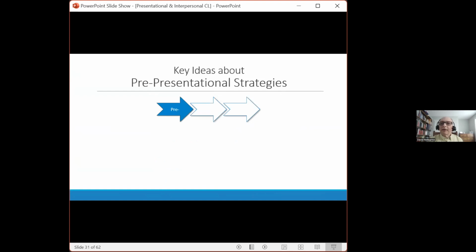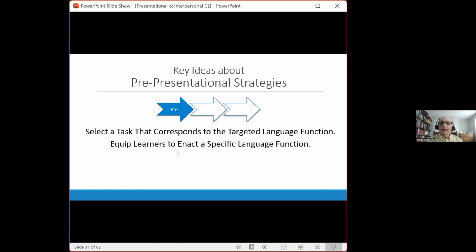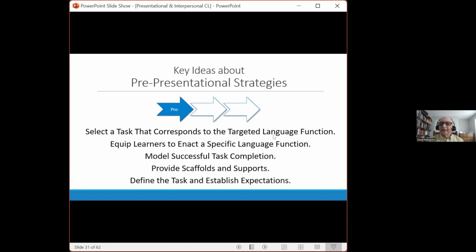We have some pre-presentational strategies that I'd like to share with you. We're going to select a task that corresponds to the targeted language function. We're going to equip our learners to enact the specific language function that we're targeting. We're going to model successful task completion. We're going to provide those scaffolds and supports. And then we're going to define the task and establish our expectations. We do all these things up front to help our learners be as successful as they possibly can be.